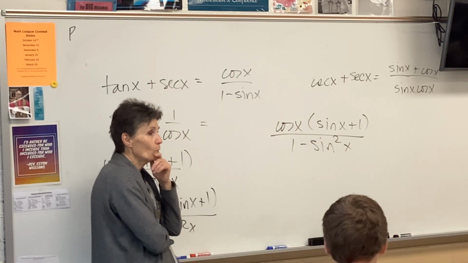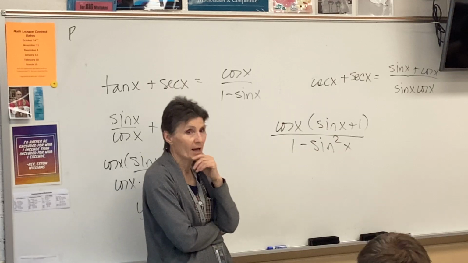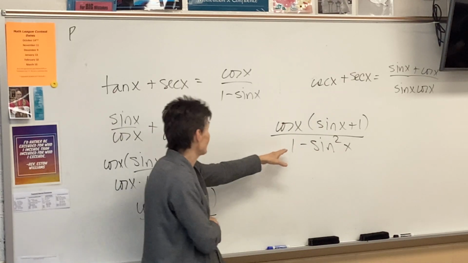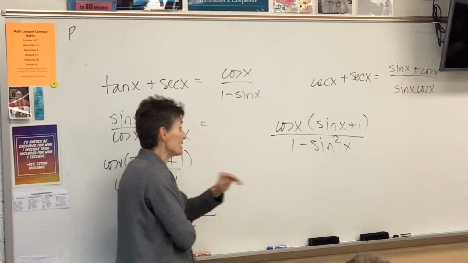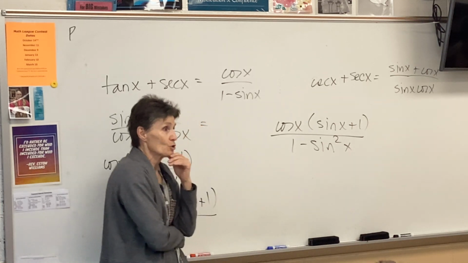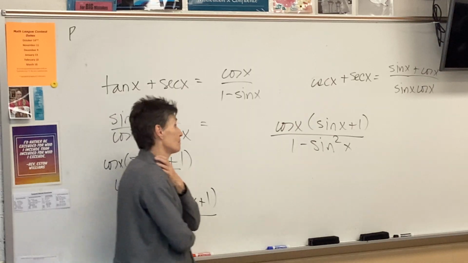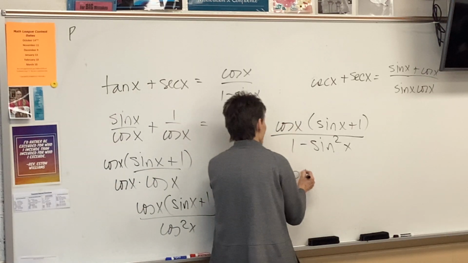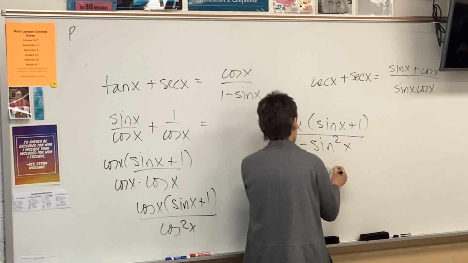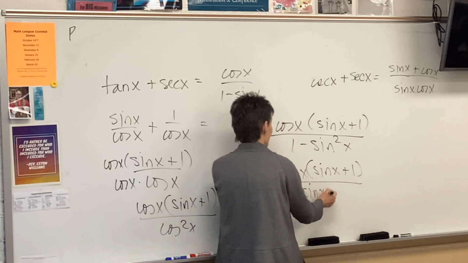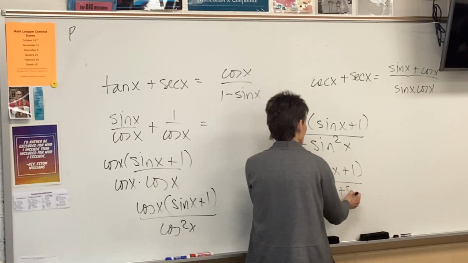What do we know about 1 minus sine squared? I just came from there, so I'm not going to go backwards. It's the difference of squares. So it is factorable. How will the denominator factor? The top does not factor. How does the bottom factor? 1 minus sine and 1 plus sine.